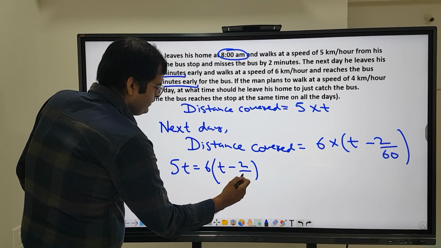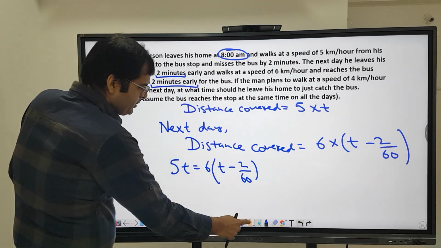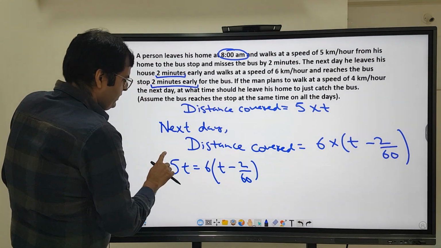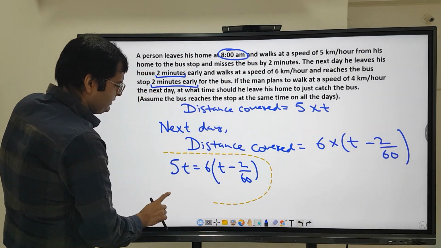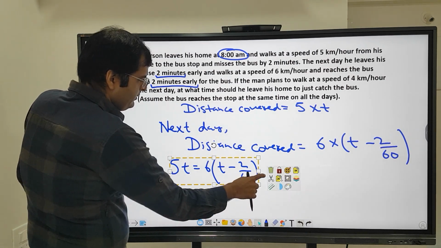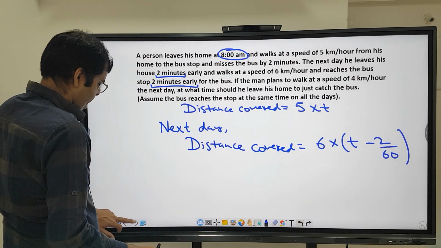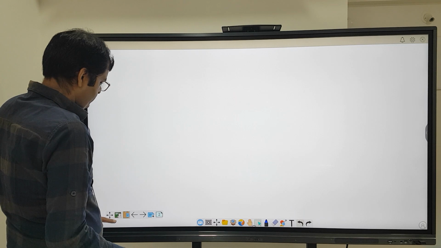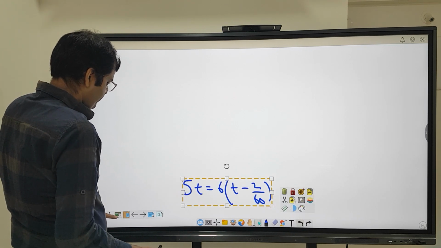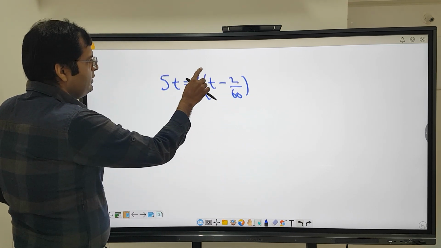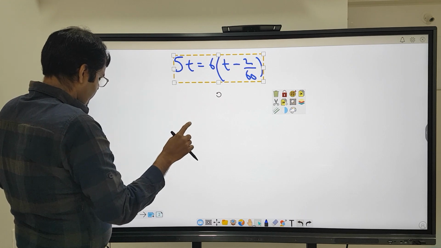So we have got this equation. What I'll do is I will basically cut this out from here and we'll write it on the next slide. So now this is what we already have.